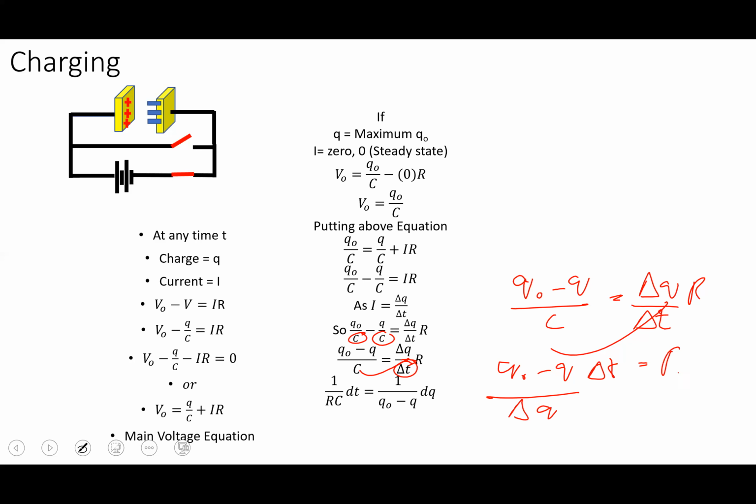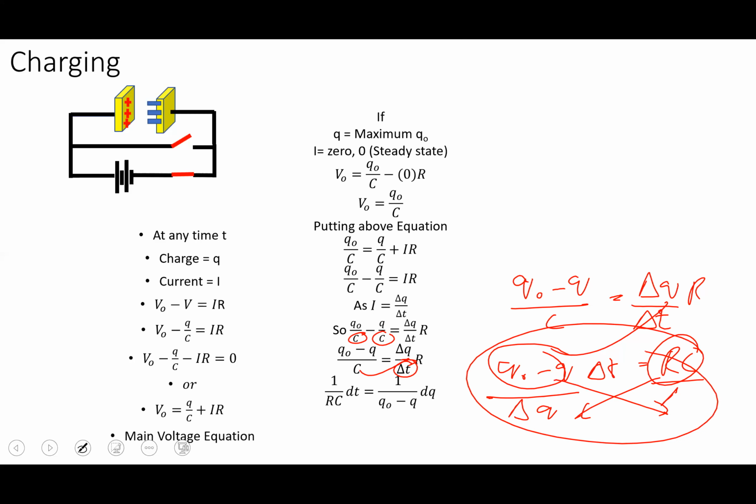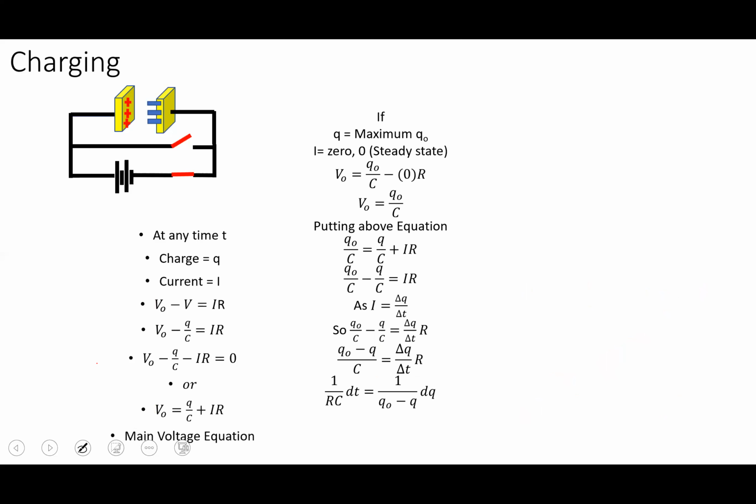And this C goes to the side, it will be Q upon RC divided by delta T, already gone over there. Now, if we rearrange this whole equation, what do we get? This RC goes over here, and this Q naught minus Q will go over here. So we can rearrange this whole equation in this form. That means 1 over RC dt is equal to 1 over Q naught minus Q dq. Or we rearrange it to 1 over Q naught minus Q dq is equal to 1 over RC into dt.